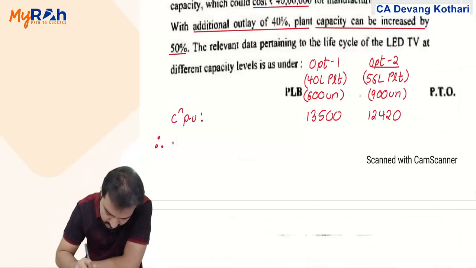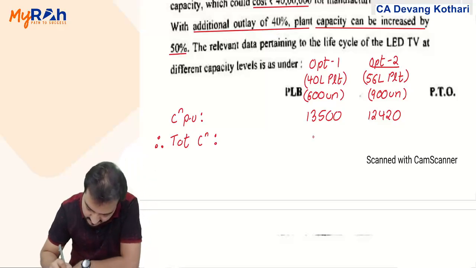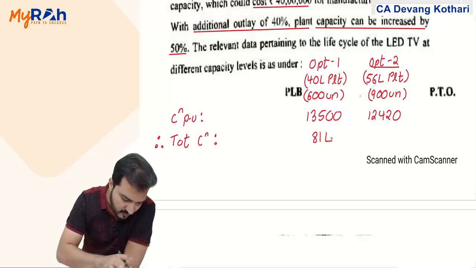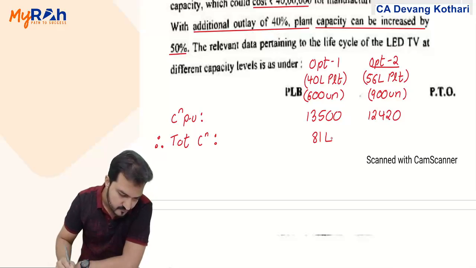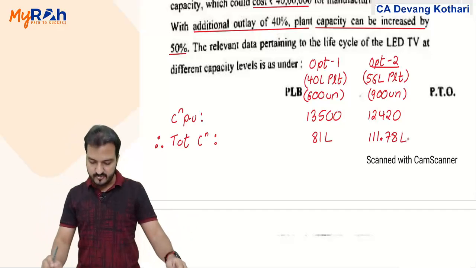Therefore, total contribution: option 1, 600 into 13,500 is 81 lakhs, and option 2, 900 units into 12,420 is 111.78 lakhs. Total contribution you have.